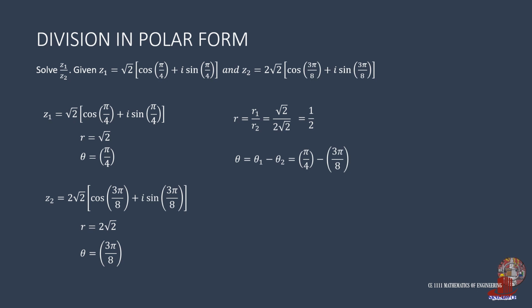With different denominators, we take the LCD and make equivalent fractions. So pi over 4 becomes 2 pi over 8. Solve this as 2 pi over 8 minus 3 pi over 8, which turns out to be negative pi over 8. Thus, the quotient is half of cosine of negative pi over 8 plus i sine of negative pi over 8.